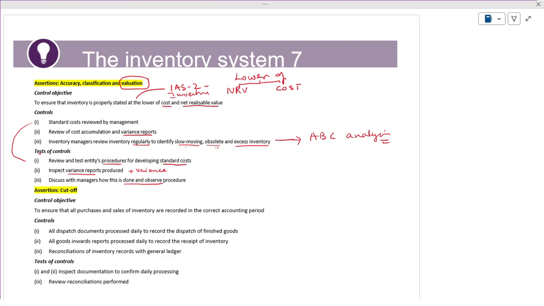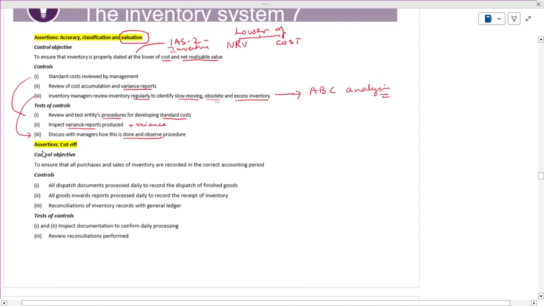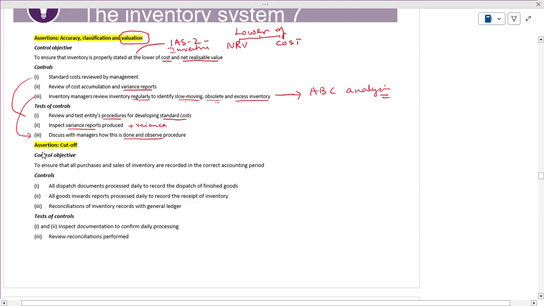Inventory managers review regularly. When inventory managers are reviewing regularly, you have to discuss with them how they are doing it and what the procedures are. Okay, fine. This is with respect to valuation. Cutoff, same thing, what we have done. I don't want to take that much time here. All purchases of inventory are recorded in the correct accounting period.